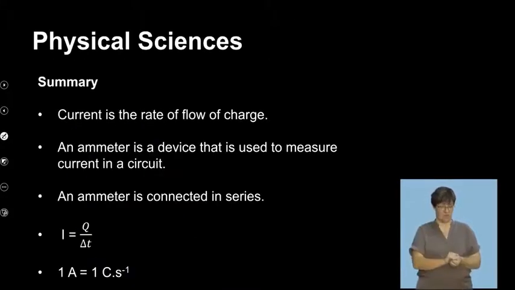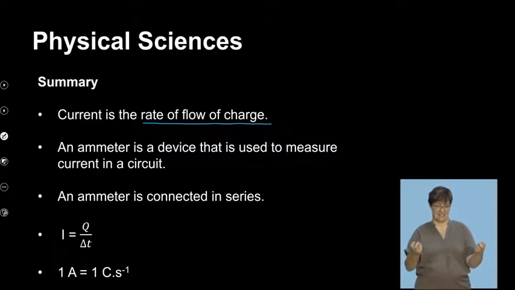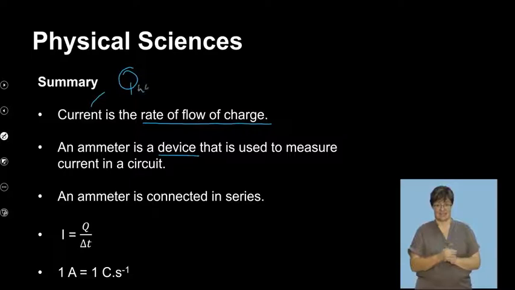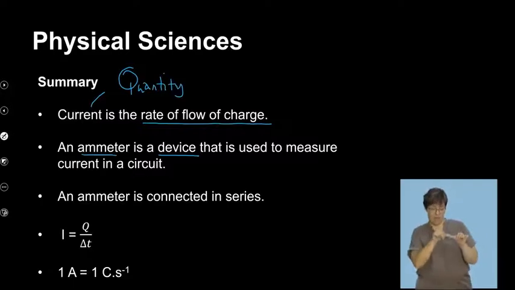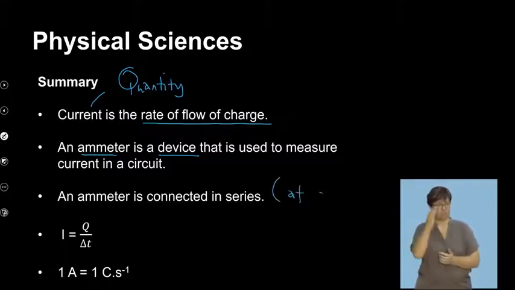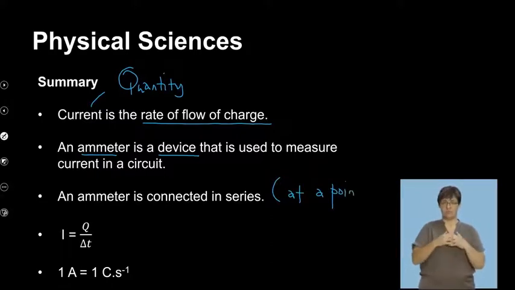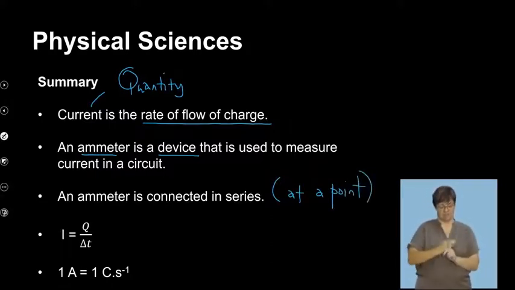Right. And then in summary, we understand that current is the rate of flow of charge. This is an all or nothing type of definition. And then an ammeter is a device, that's an instrument. Current is a quantity, all right? Let's make sure that we understand that. And then an ammeter is a device that is used to measure this quantity that we call current. Okay, it is always connected in series or at a point. We want to establish the amount of charge that passes through a point per unit time.